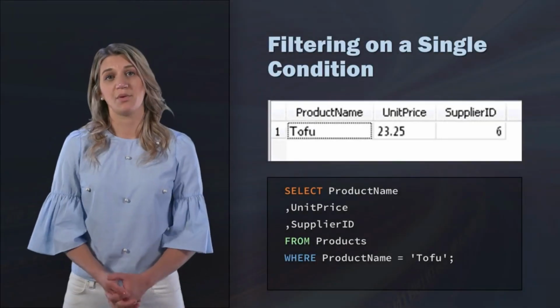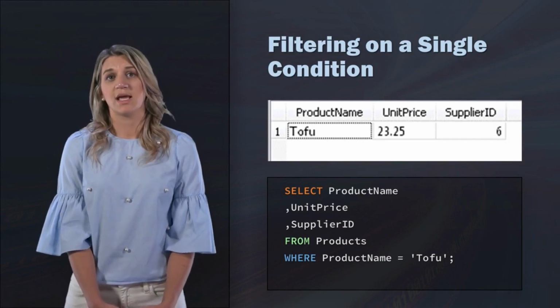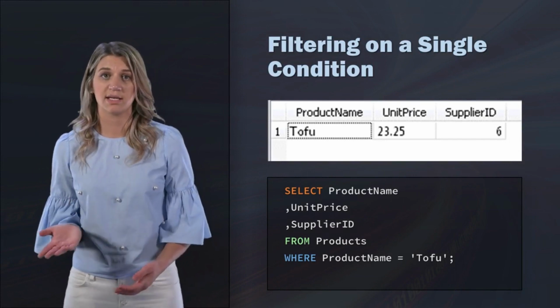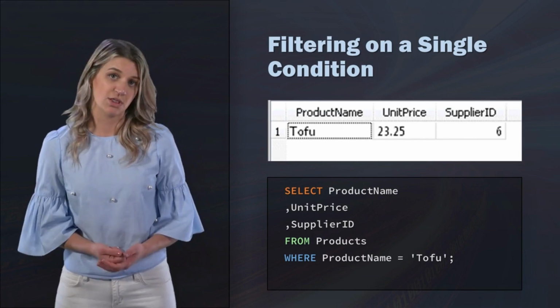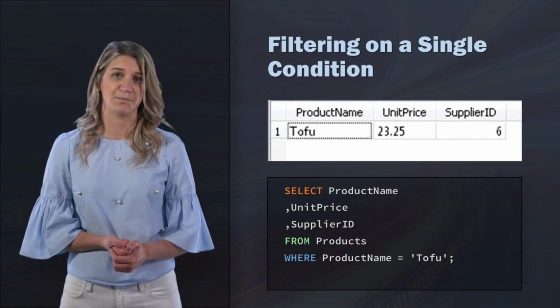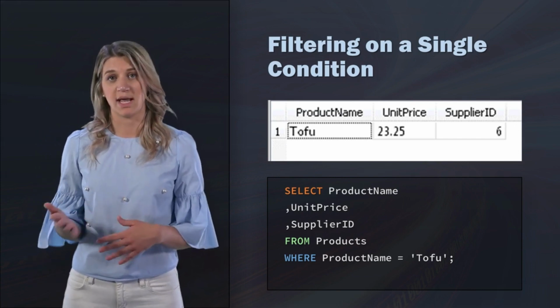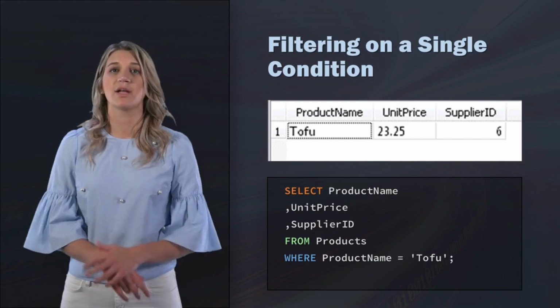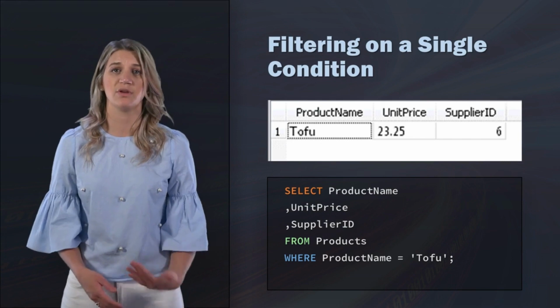In the first example, we're going to filter just on a single condition. For this, again, we have select our product name, our unit price, and our supplier IDs, but we want to just look at the suppliers and the unit price for the product name tofu. So after the from, we're going to add where product name equals, and then we enter what we want it to equal. In this case, tofu is a string value.